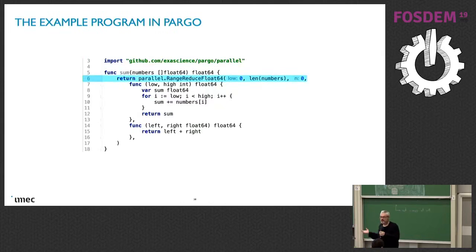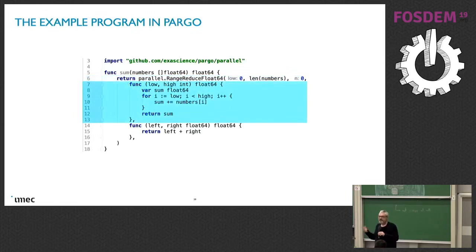Here, this particular example is an example for a range reduction. So we range over a slice and we reduce it. Reduction is a term that is known in parallel programming. We reduce many values to a single value. This doesn't have anything to do with Hadoop MapReduce or so. This is a parallel programming term.